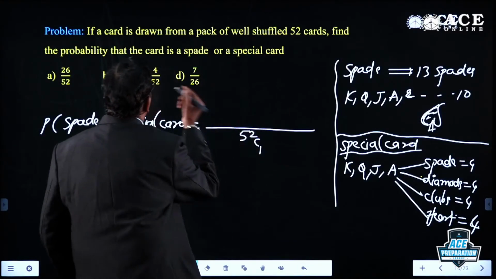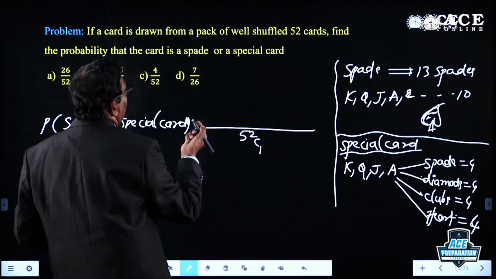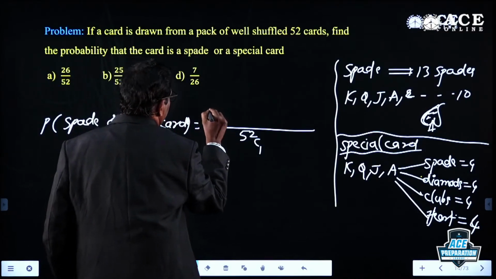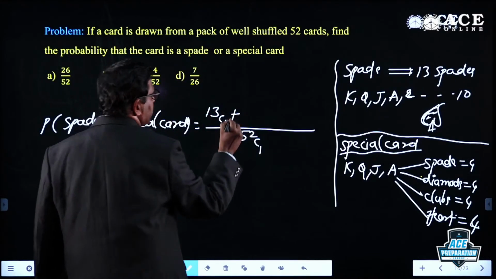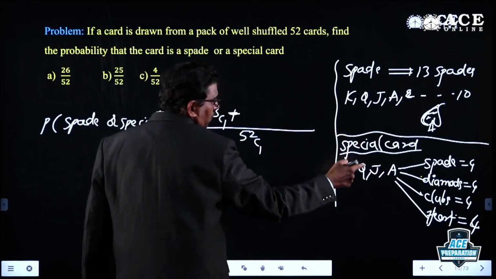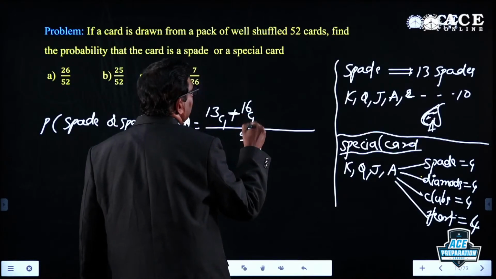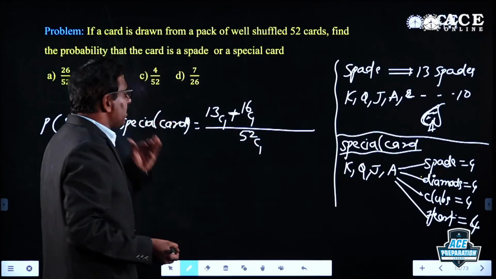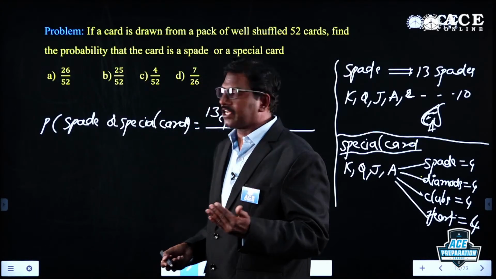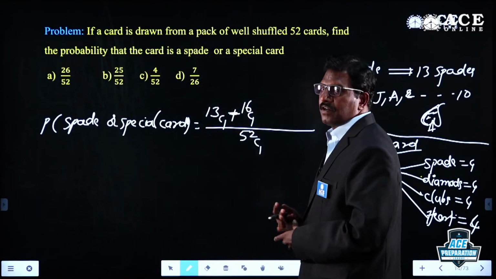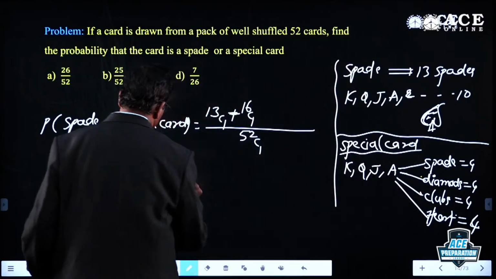Now it is a spade or a special card. How many spades are there? 13 spades, 13c1. How many special cards are there? There are 16 special cards, that is 16c1. Now for a spade or a special card, actually you need to apply the addition theorem, but no addition theorem is required. Try to avoid formulas every time. Follow logically.